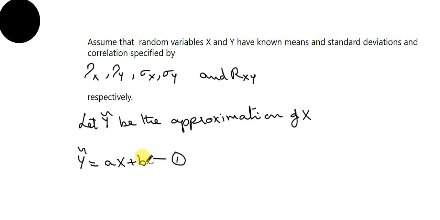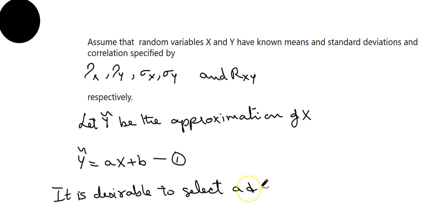It is always desirable to select a and b so that the error gets minimized. So we select a and b so that it is minimized. With this in mind, we start the derivation.